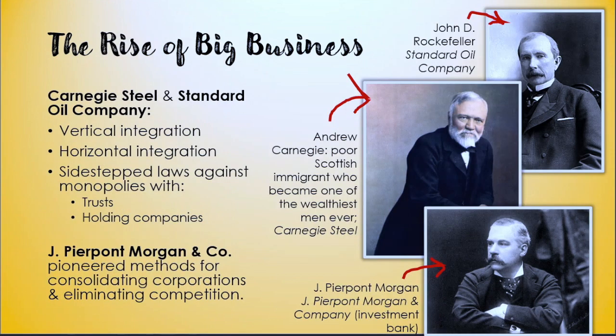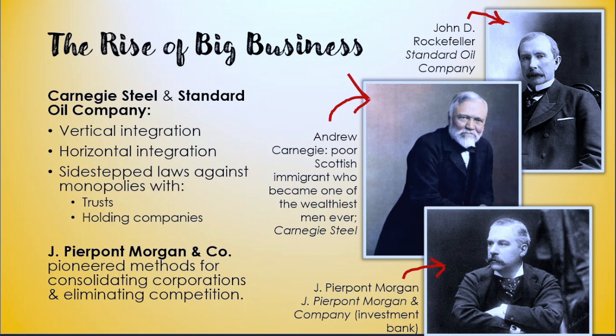A lot of businesses at this time grew to enormous size and power, and they often ignored ethics as well as the law in the process. You had entrepreneurs like John D. Rockefeller, Andrew Carnegie, and J. Pierpont Morgan, who were extraordinarily skilled and successful at gaining control of particular industries.